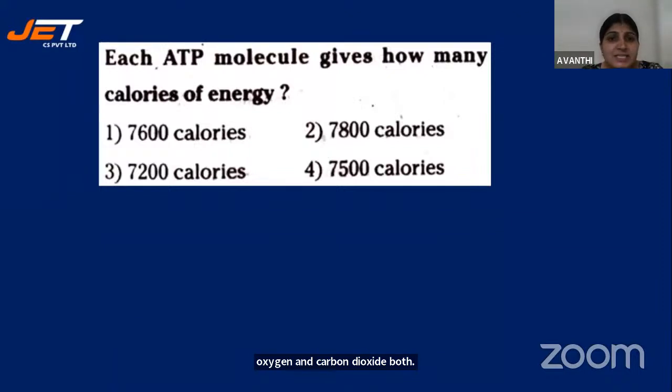Next. Each ATP molecule gives how much kilocalories of energy? How much energy will be given when one molecule of ATP is hydrolyzed? 7,600 calories, 7,800 calories, 7,200 calories, 7,500 calories. Again, it is given in your textbook. Only 2? Yes, Pavan Sai, Manohar, Gayatri, Mallesh, Avinash, Preetika. Very good, children. Yes, it is 7,200 calories.